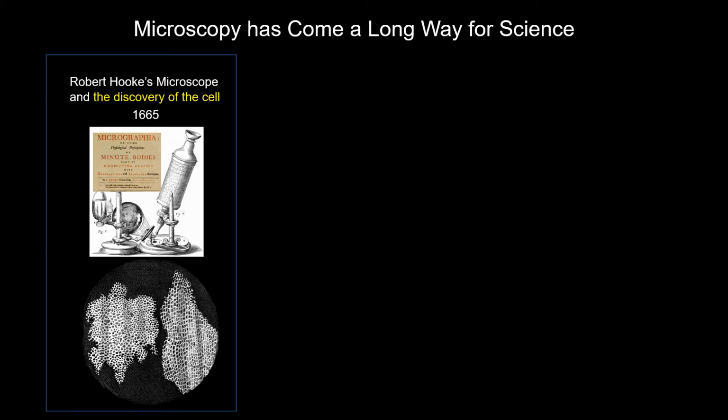For instance, it was the visible light microscopes that opened up the world of micro. Here is the first picture of cells observed by Robert Hooke using his microscope back in 1665. And since then, there have been continuous attempts to build better microscopes to see smaller and smaller things.